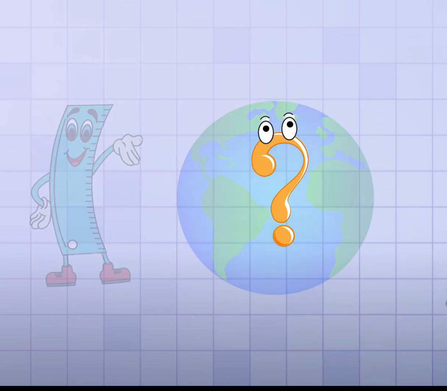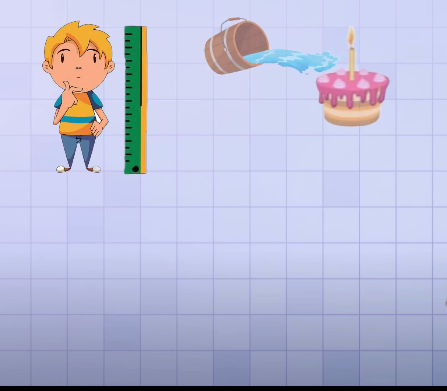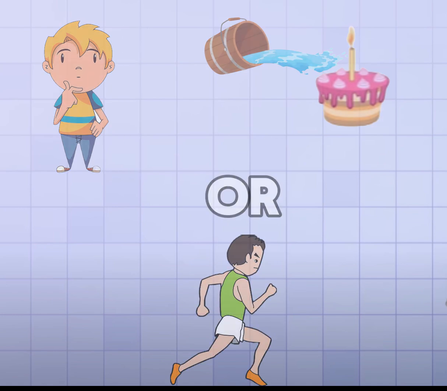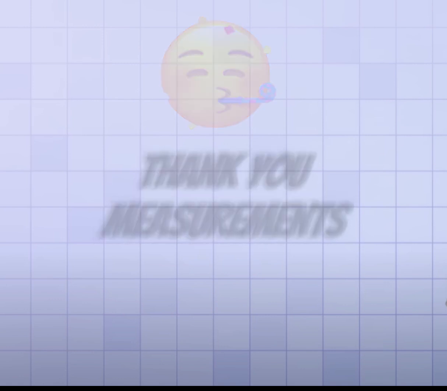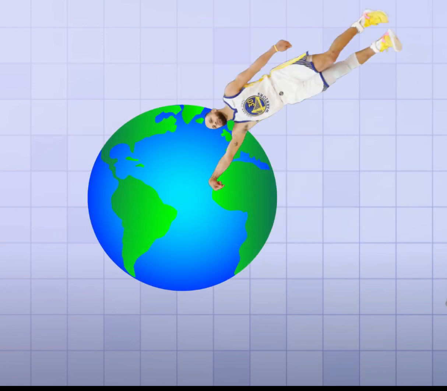Hey there, friends. Have you ever wondered how we measure the world around us? I mean, how do we know how tall we are, how much water to put in a cake recipe, or even how fast we're running? It's all thanks to measurements. In the next 3 minutes, we're diving into the fascinating world of how we measure things and why it's so cool.